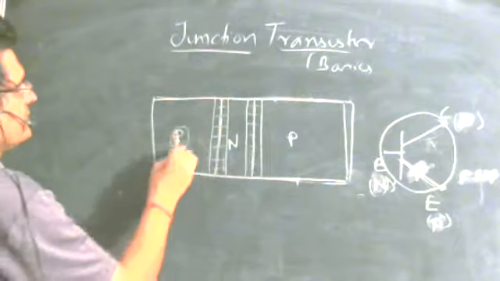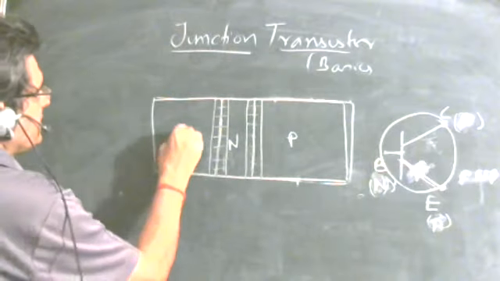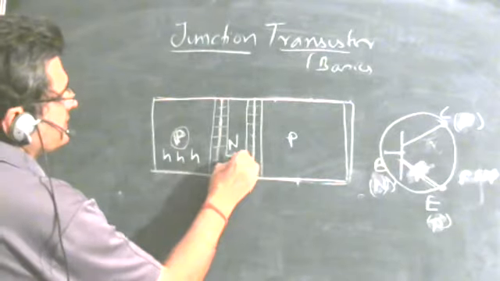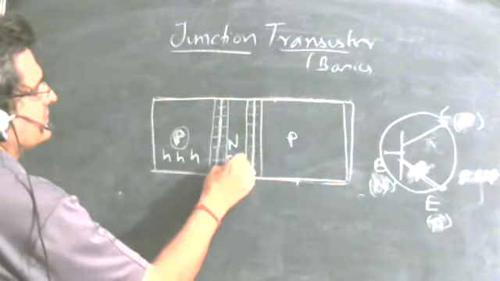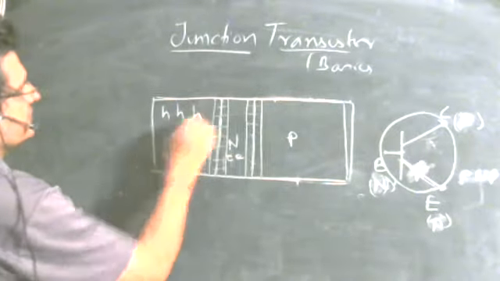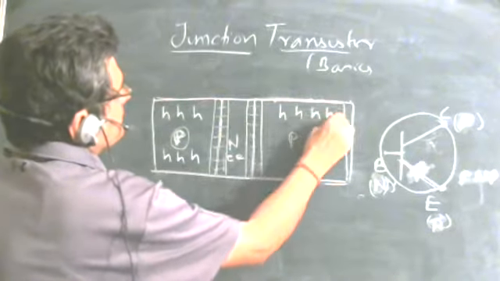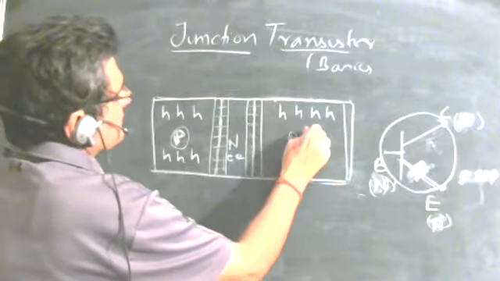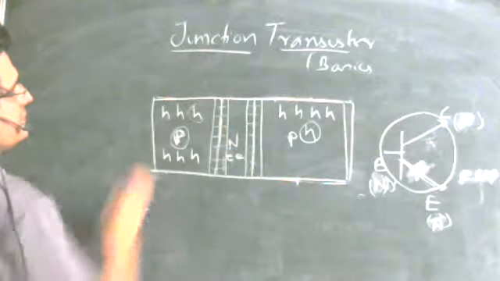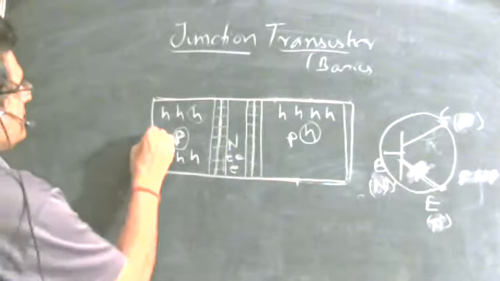What is the majority carrier on the P side? The majority carriers in the P side are holes. Here the majority carriers are electrons, but they are less in number because it is lightly doped. They are very large in number here because it is heavily doped. Again, the majority carriers are holes here, not as large as the emitter, but still large. So holes are majority carriers, electrons are majority carriers.